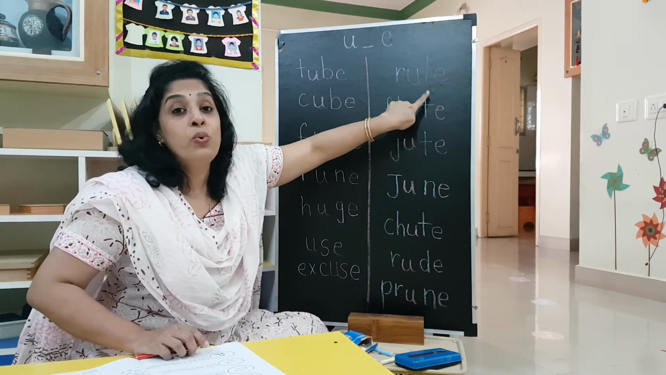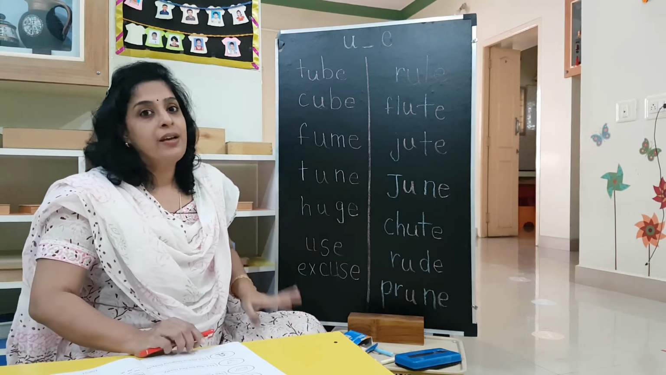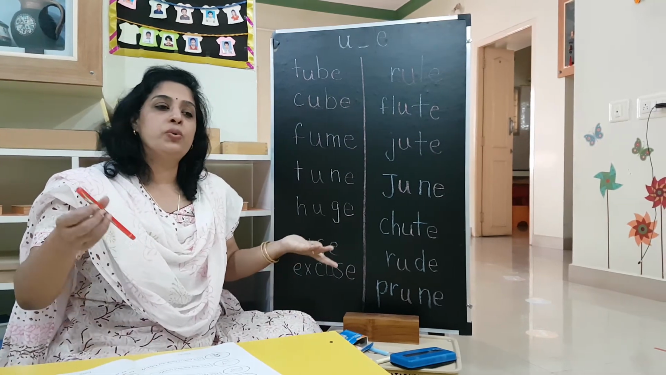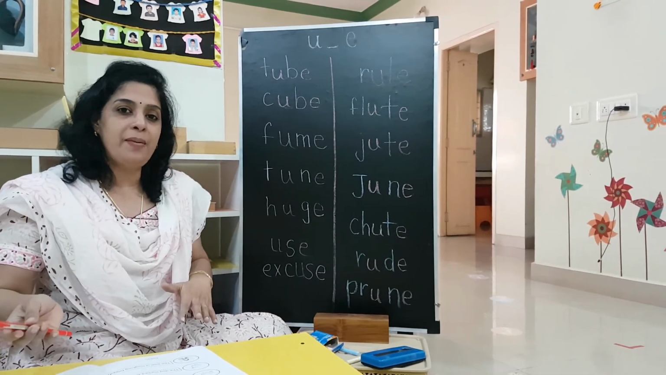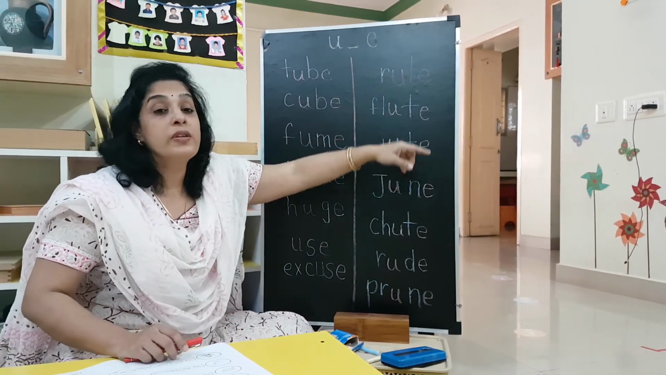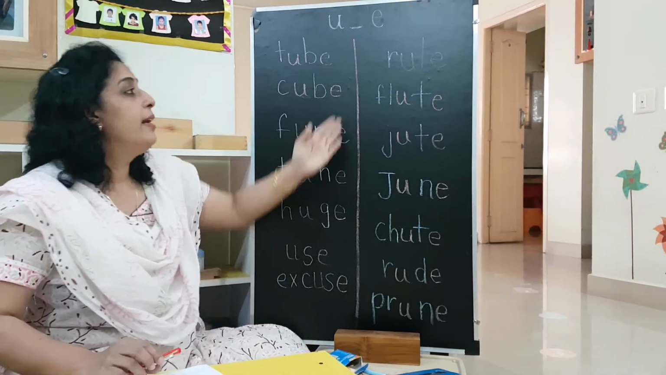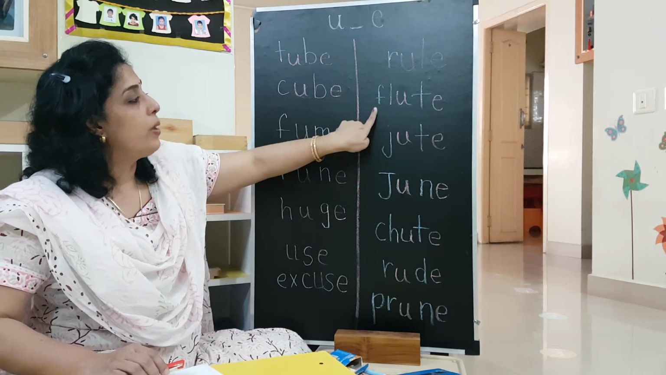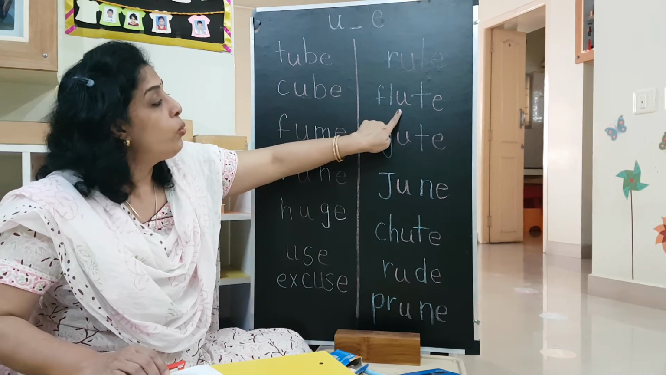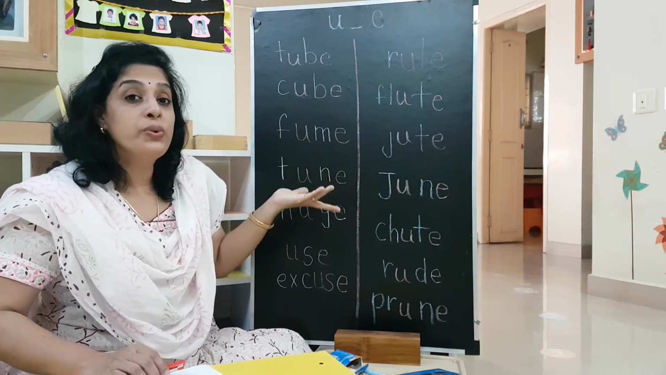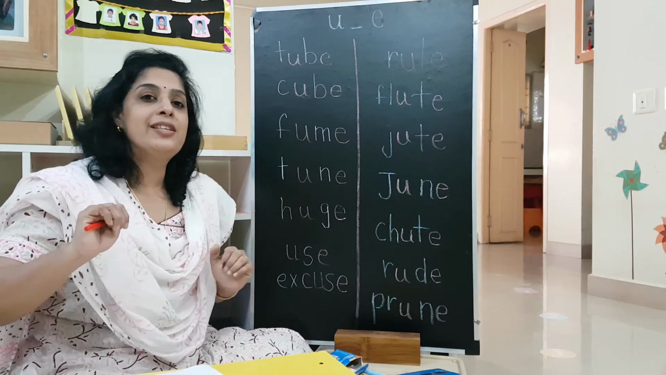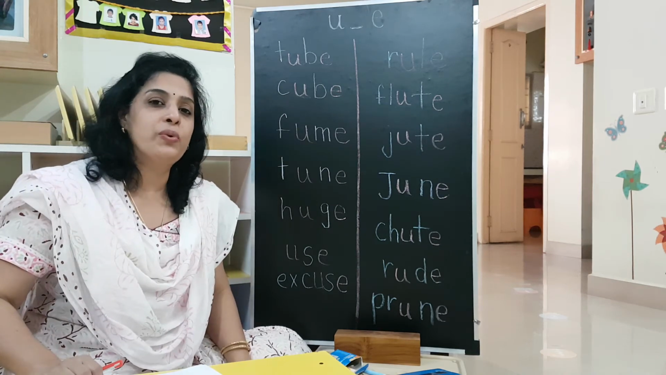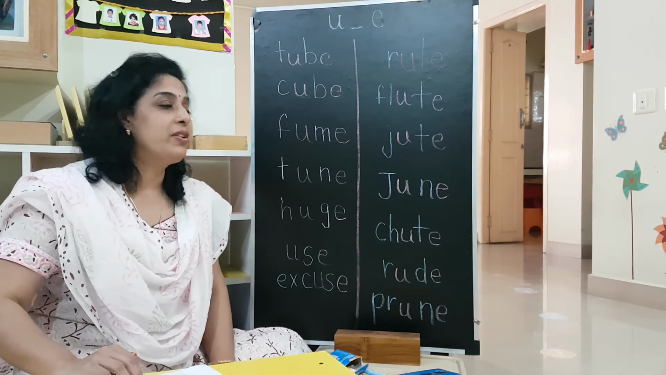Rule. Yes. I give you ground rules in the morning, right? How should you sit? How should you walk? How should you put back things in the place? Rules. I give you the ground rules in the morning. Next one, flute. That musical instrument, flute. You would have seen mostly Lord Krishna playing the flute, or Bal Krishna, baby Krishna.